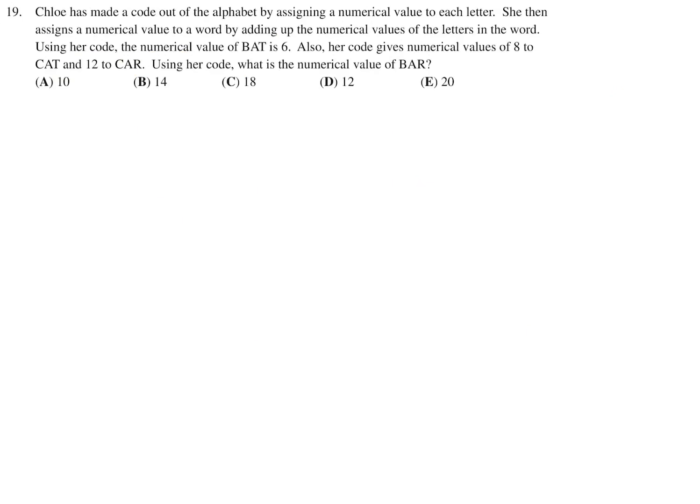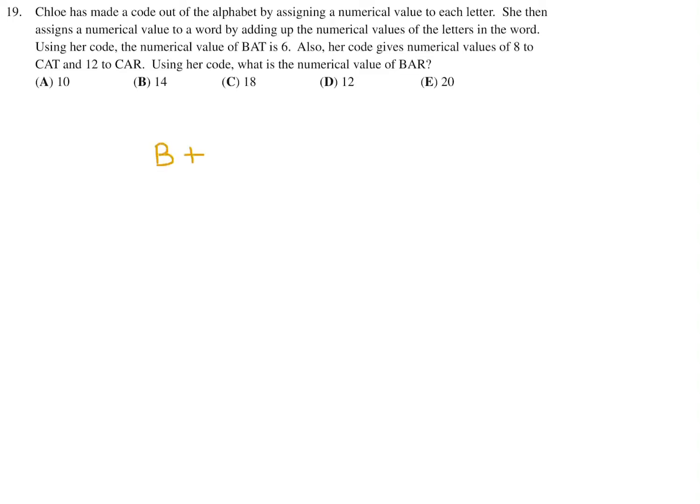Chloe has made a code out of the alphabet by assigning a numerical value to each letter. She then assigns a numerical value to a word by adding up the numerical values of the letters in the word. Using her code, the numerical value of BAT is 6. Also, her code gives a numerical value of 8 to CAT and 12 to CAR. Using her code, what is the numerical value of BAR?